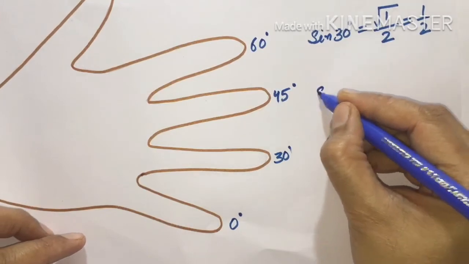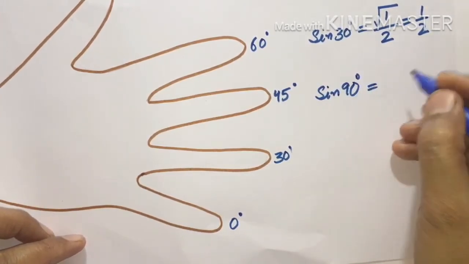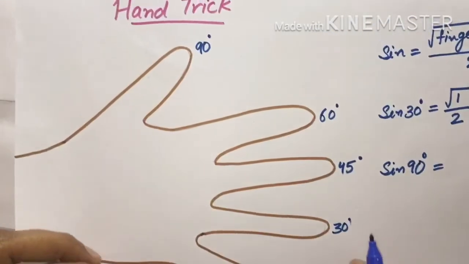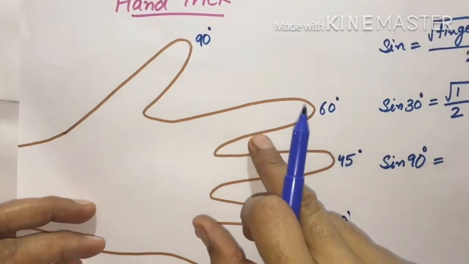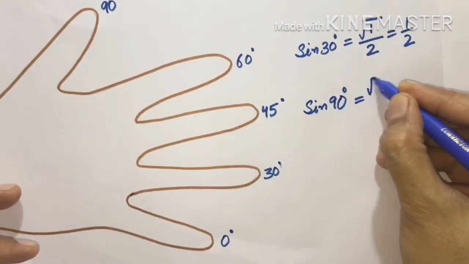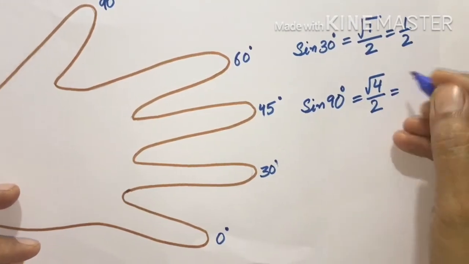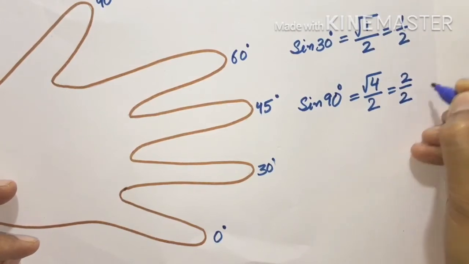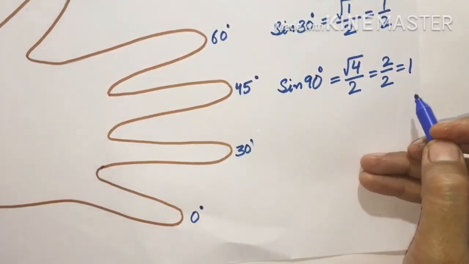Another example, if I take sine 90, again we will see below sine 90. These 4 fingers are below 90: 1, 2, 3, 4. So we will write down 4 under the root and then 2. So it will be 2 upon 2 and it will be 1. So the sine 90 value is 1.